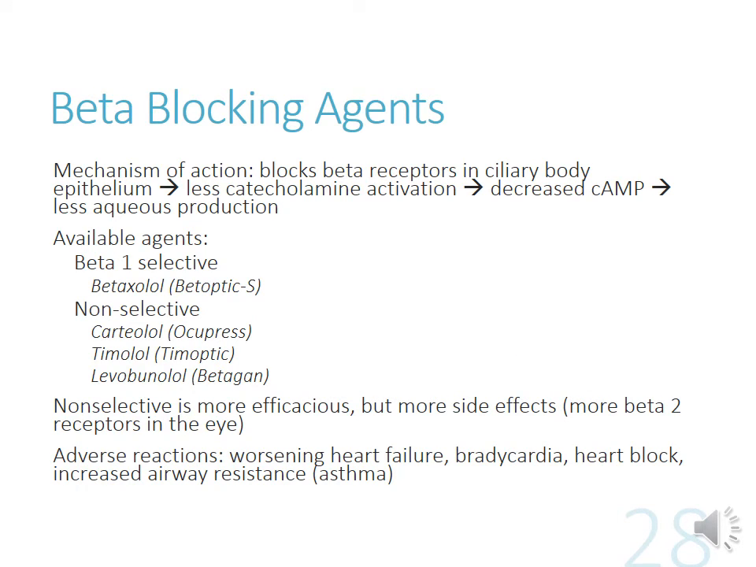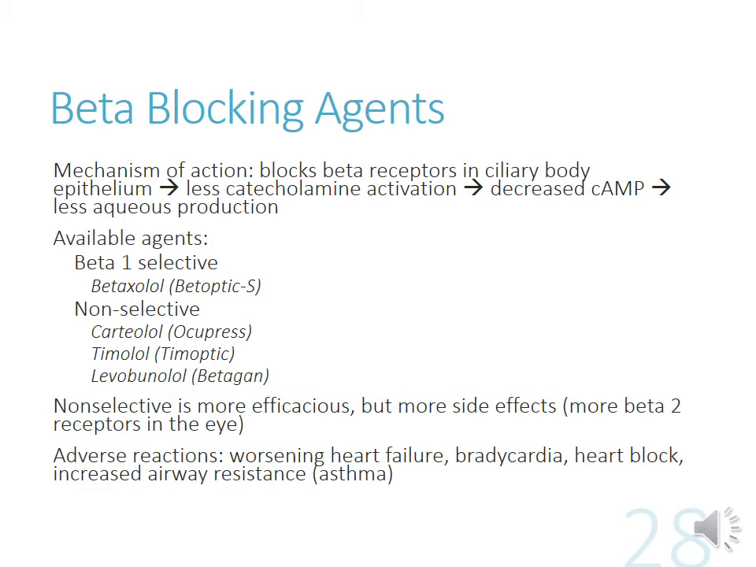Moving on, we next have our beta blocking agents, and these work specifically by blocking beta adrenergic receptors, right? So again, we go back to our sympathetic pharmacology. By blocking beta receptors in the ciliary body epithelium, this leads to less catecholamine activation, right? So things like epinephrine and norepinephrine are less able to activate those beta receptors because they're being blocked. And then you see a decrease in cyclic AMP.